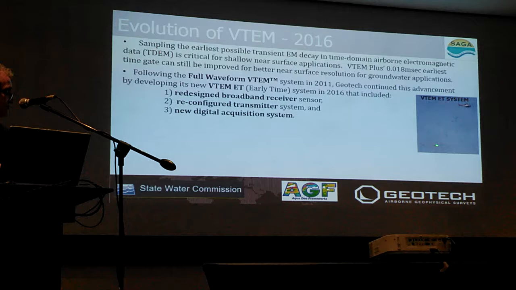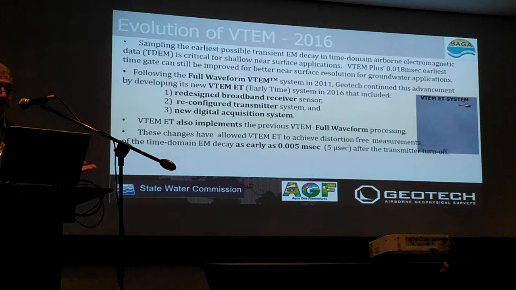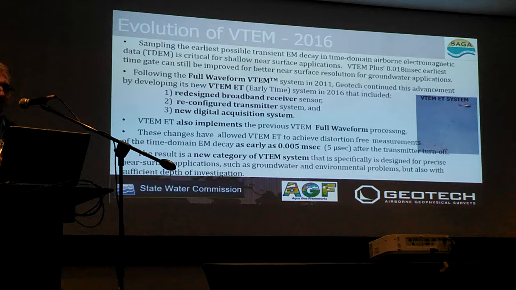And it's consistent. The new system is brand new, completely different. It includes a redesigned broadband receiver sensor. It has a completely redesigned, reconfigured transmitter system, and it has a new digital acquisition system as well. It also implements the full waveform processing. So these changes have allowed V10 ET to achieve distortion-free measurements as early as 5 microseconds. 18 to 5 doesn't seem like a lot, but in groundwater terms, it's big, right? And so it's a new category of V10 system specifically designed for precise near-surface applications like groundwater and environmental. Actually, because it's more broadband, we've also tried using it in gold deposits, because it has a much greater sensitivity to a broader range of resistivities.